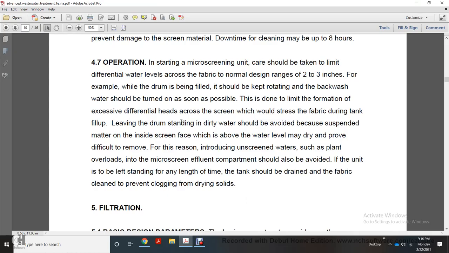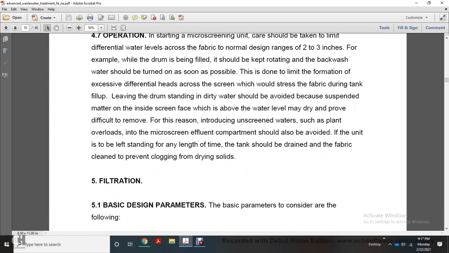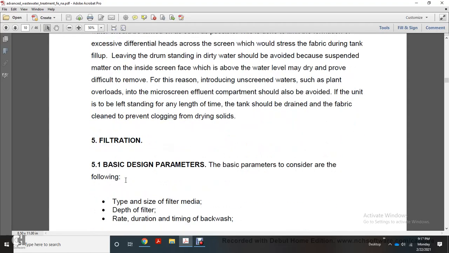Leaving the drum standing with dirty water should be avoided because of the suspended matter on the inside screen face, which is above the water level and may dry, making it difficult to remove. For this reason, introducing unscreened water, such as the plant overflow into the microscreening effluent compartment, should also be avoided. If the unit is to be left standing for any length of time, the tank should be drained with the fabric clean to prevent clogging by dirt drying solid.